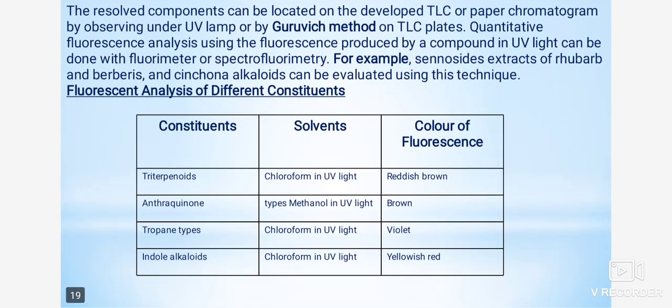The resulting components can be located on the developed TLC or paper chromatogram by observing under a UV lamp. Quantitative fluorescence analysis, using the fluorescence produced by a compound in UV light, can be done with a fluorometer or spectrofluorimetry. For example, senosides, extracts of rhubarb and berberis, and cinchona alkaloids can be evaluated using this technique. So fluorescent analysis of different constituents, that is terpenoids, anthraquinones, tropane and indole alkaloids. These are the solvents used in the fluorescent analysis and the color of fluorescence.